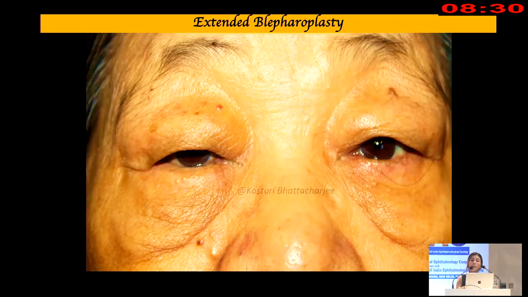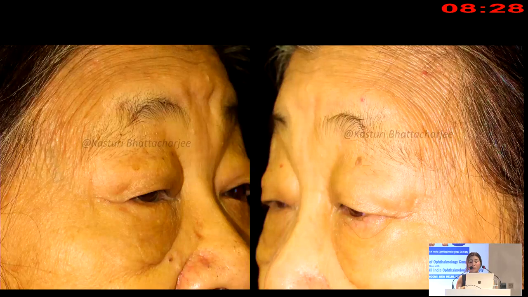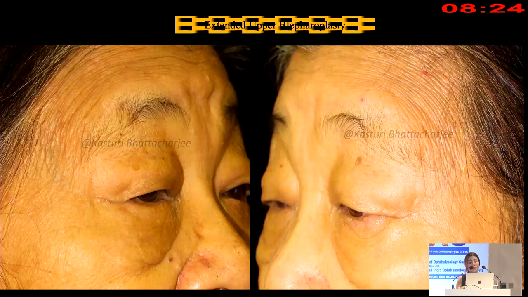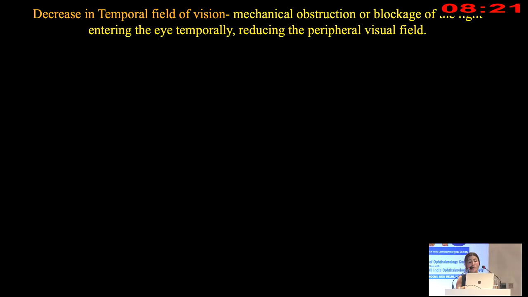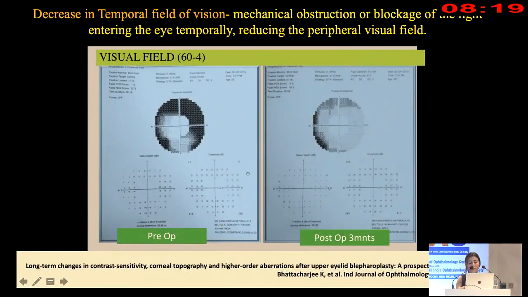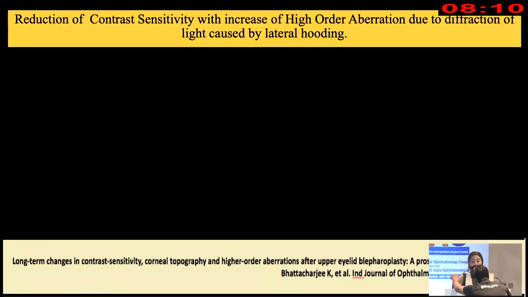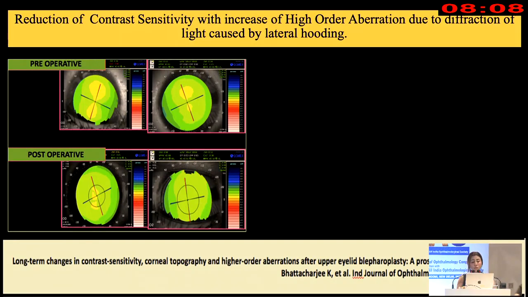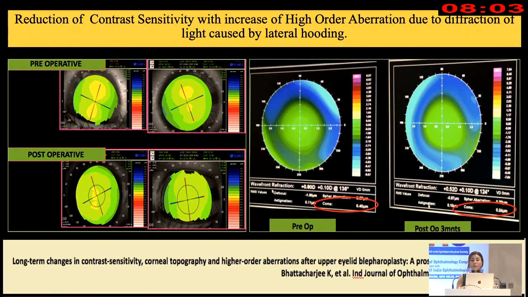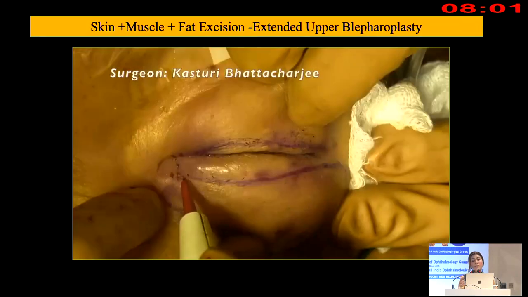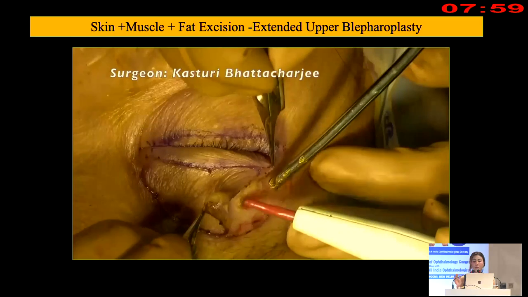Which are the conditions where we need to do an extended blepharoplasty? Conditions like this, where you have so much lateral hooding, so much fat prolapse, so much skin affected, thickened skin, and most importantly, when you feel it is a functional indication where there is a decrease in the temporal field of vision, as we have already reported. It also affects contrast sensitivity and high order aberration, as we have already reported. These are the situations where we really need to do an extended blepharoplasty.